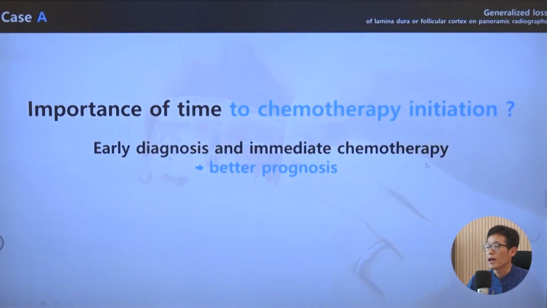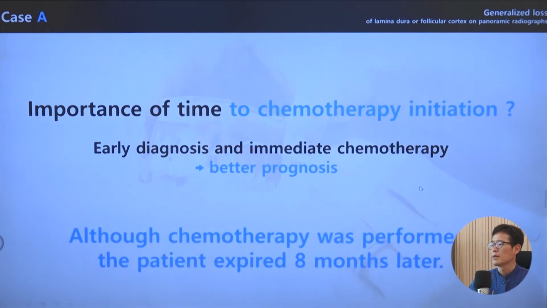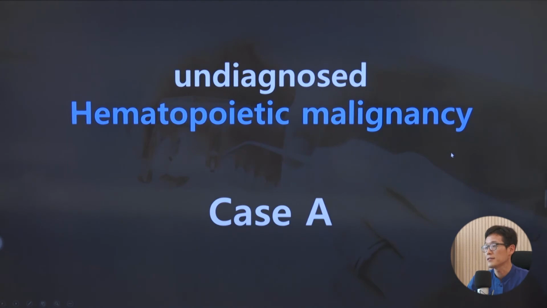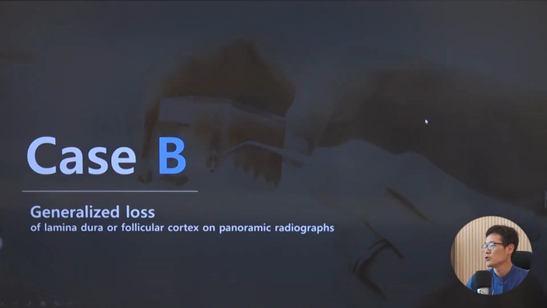Early diagnosis and immediate chemotherapy are very important for better prognosis of the patients. In this case, although chemotherapy was performed, the patient expired 8 months later. So this is a case of undiagnosed hematopoietic malignancy. Let's move on to case B.